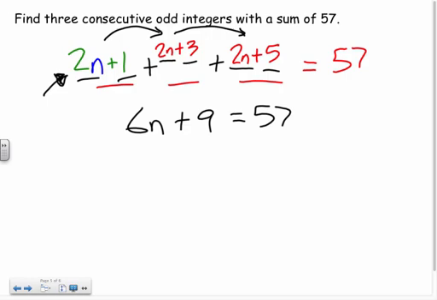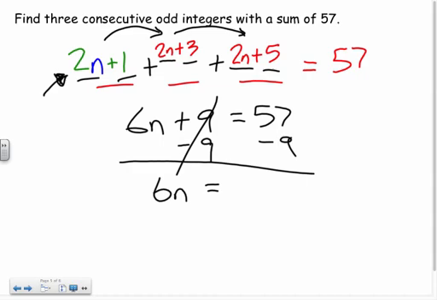So do the inverse of what's being done. The inverse of adding 9 is subtracting 9. Whatever I do to one side of the equal sign, I do to the other. So the 9's are gone here. So I bring my 6n down, bring my equal sign down, and we have 48, 57 minus 9. And now divide by 6, right? The inverse of multiplying by 6 is dividing by 6. The 6's cancel, n equals 8.